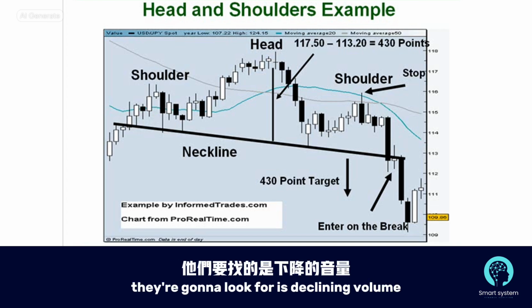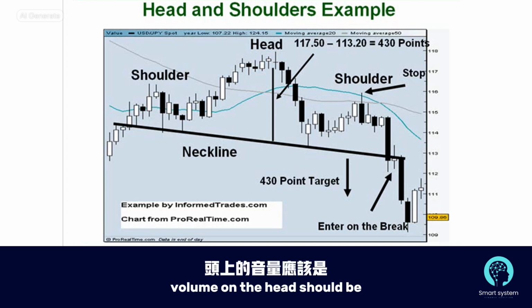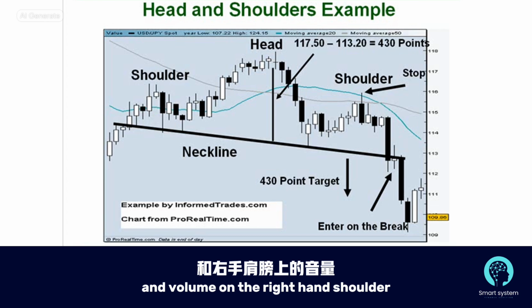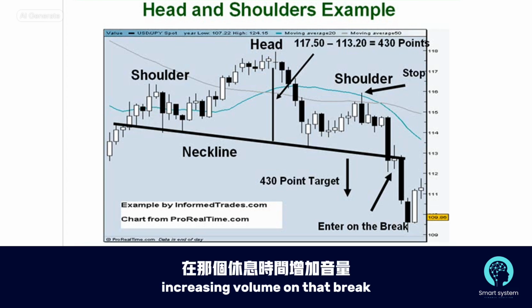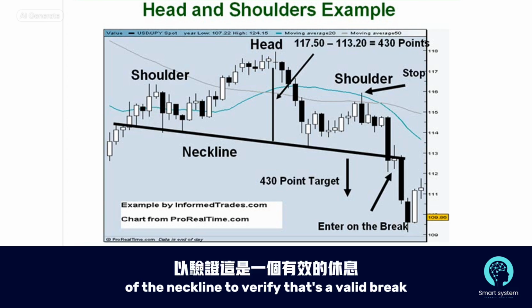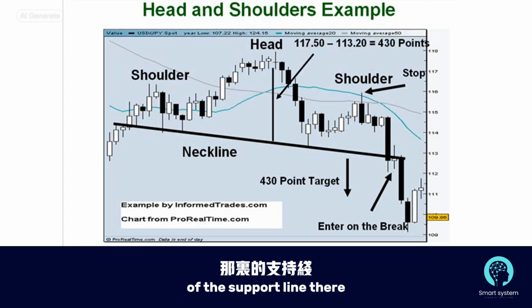The second thing they're going to look for is declining volume on each of the rises up. Volume on the head should be lower than volume on the first shoulder, and volume on the right hand shoulder should be lower than the volume going up into the head. Lastly, traders are going to look for increasing volume on that break of the neckline to verify that's a valid break of the support line there.